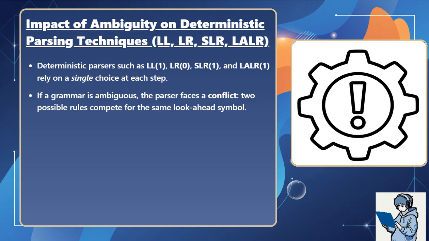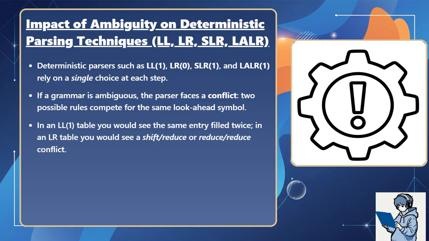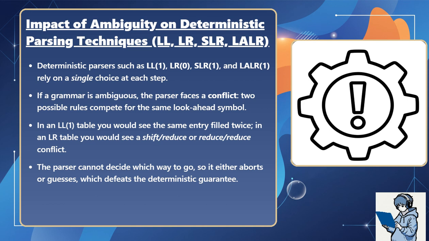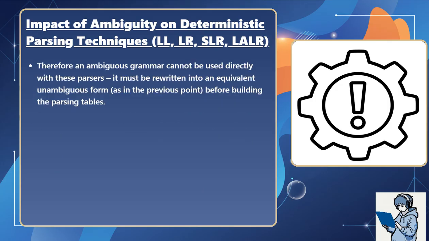Deterministic parsers such as LL(1), LR(0), SLR(1), and LALR(1) rely on a single choice at each step. If a grammar is ambiguous, the parser faces a conflict. Two possible rules compete for the same look-ahead symbol. In an LL(1) table, you would see the same entry filled twice. In an LR table, you would see a shift-reduce or reduce-reduce conflict. The parser cannot decide which way to go, so it either aborts or guesses, which defeats the deterministic guarantee. Therefore, an ambiguous grammar cannot be used directly with these parsers. It must be rewritten into an equivalent unambiguous form, as in the previous point, before building the parsing tables.